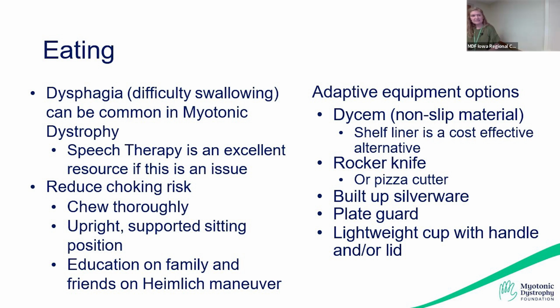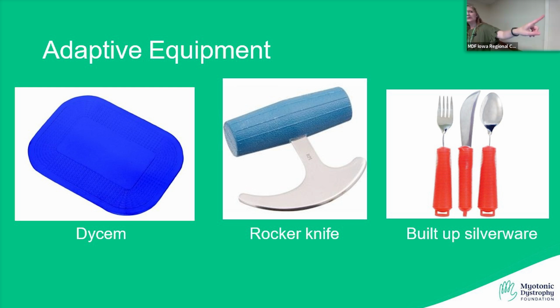And then I listed some adaptive equipment there, but I'm going to take you through some pictures of each one. So the first one is that blue rectangular material. It's called Dycem, and it is wonderful. It's very versatile. It's a sticky, tacky material. You can use it for helping to open different bottle styles because it gives you a little bit of extra grip. You can put it underneath your plate if you're cutting food and your plate's sliding around on the table. It's very versatile.